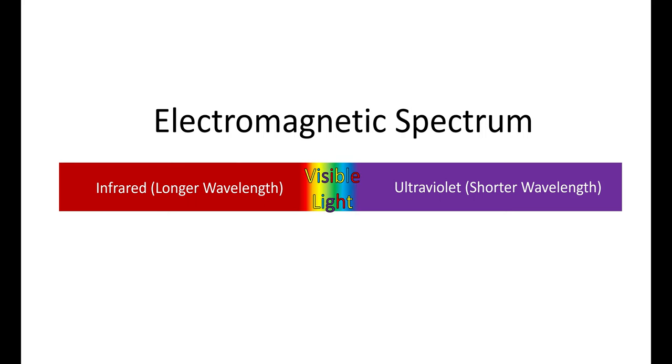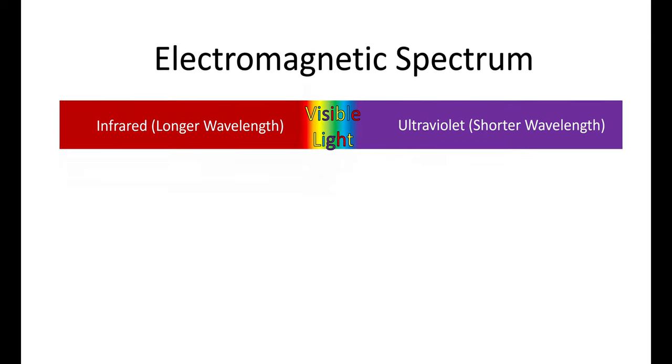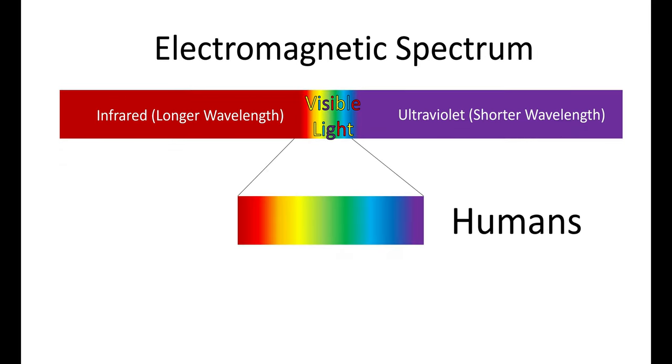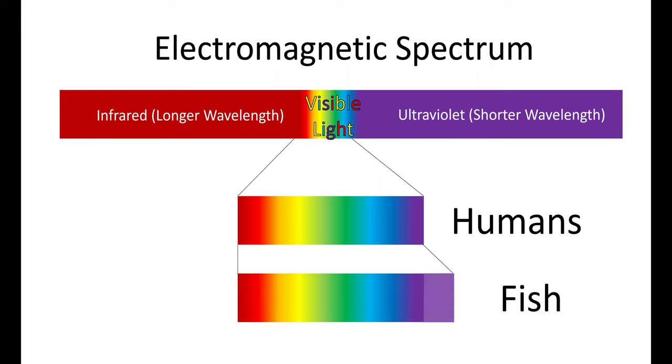Visible light is the portion of the band that is detectable by the eye. Light with shorter wavelengths is known as ultraviolet light, and light with longer wavelengths is known as infrared light. While humans are limited to the visible portion of the spectrum, fish can see a bit beyond this into the ultraviolet portion of the spectrum.